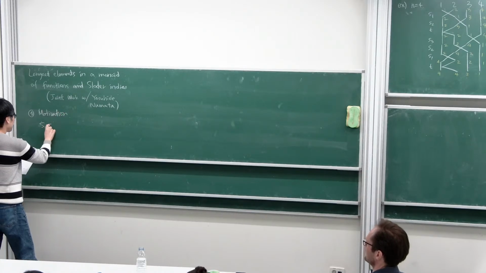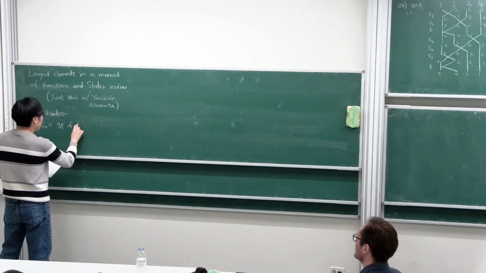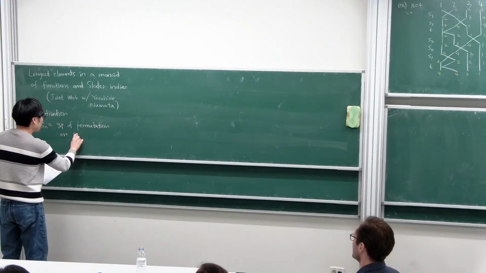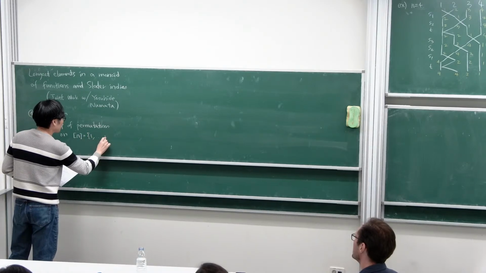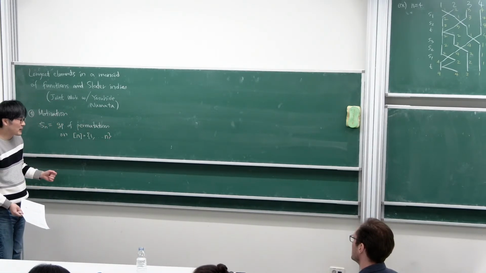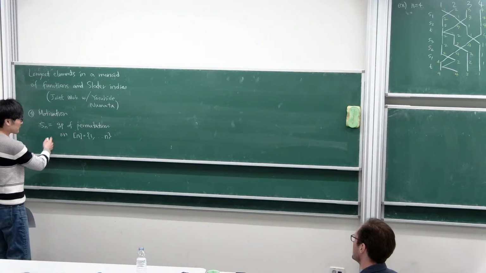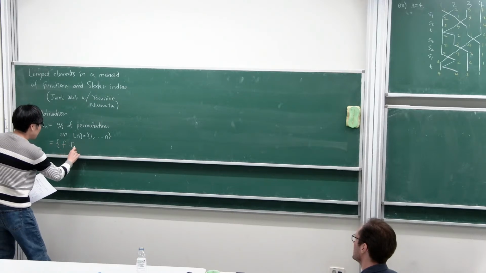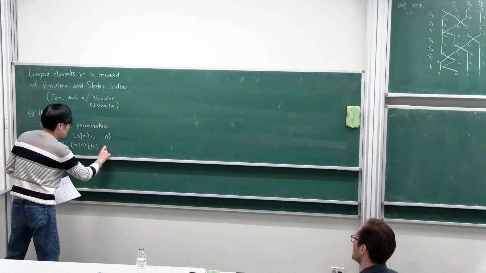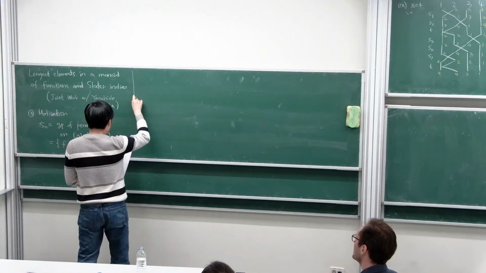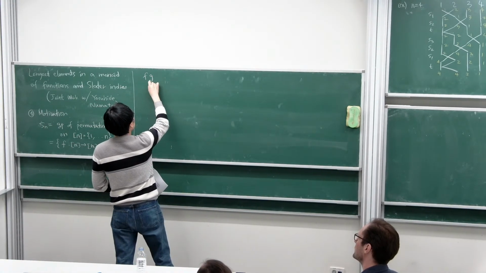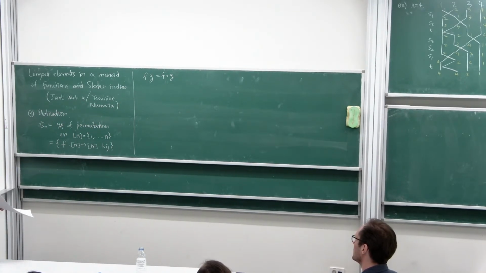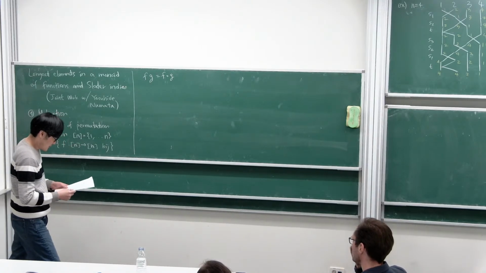So Sn is the group of permutations. Bracket n means just the set of integers 1 up to n. A permutation is basically a bijection. For a group, we have to have an operation. As a set, it's just the set of all bijections, and we define the group operation to be just function composition. If you compose two bijections, the result is also a bijection, so it is closed, and it is a group.